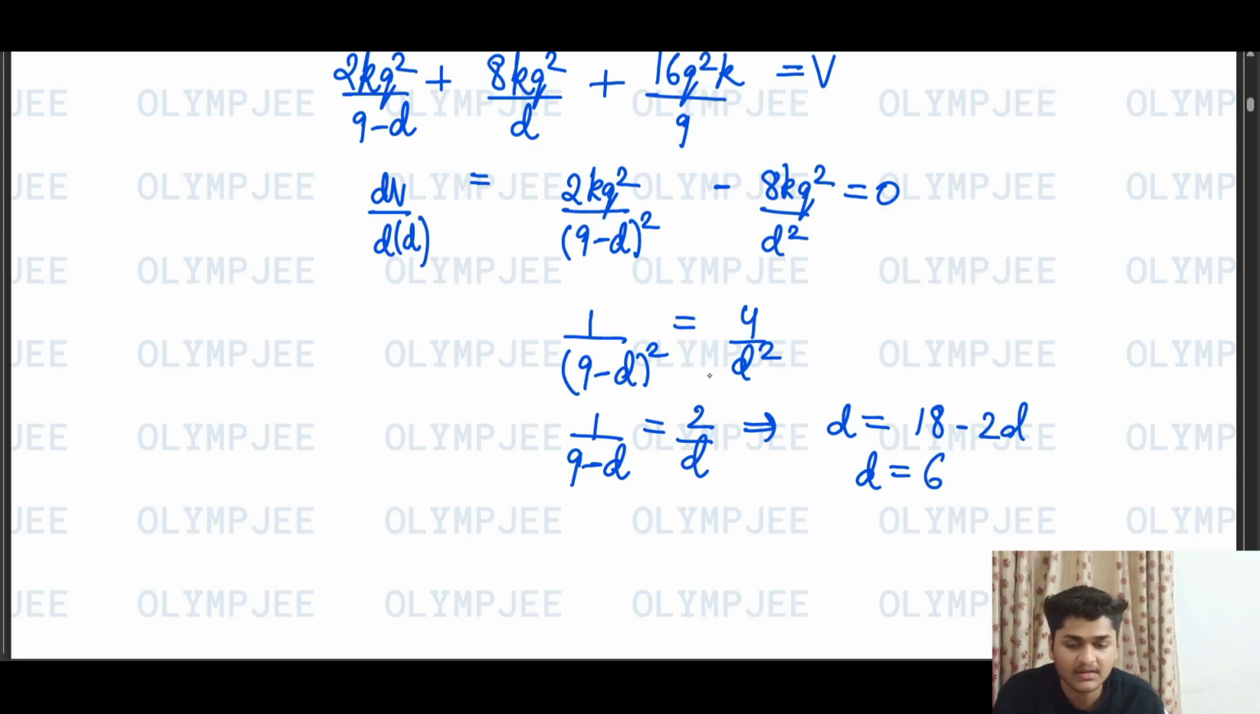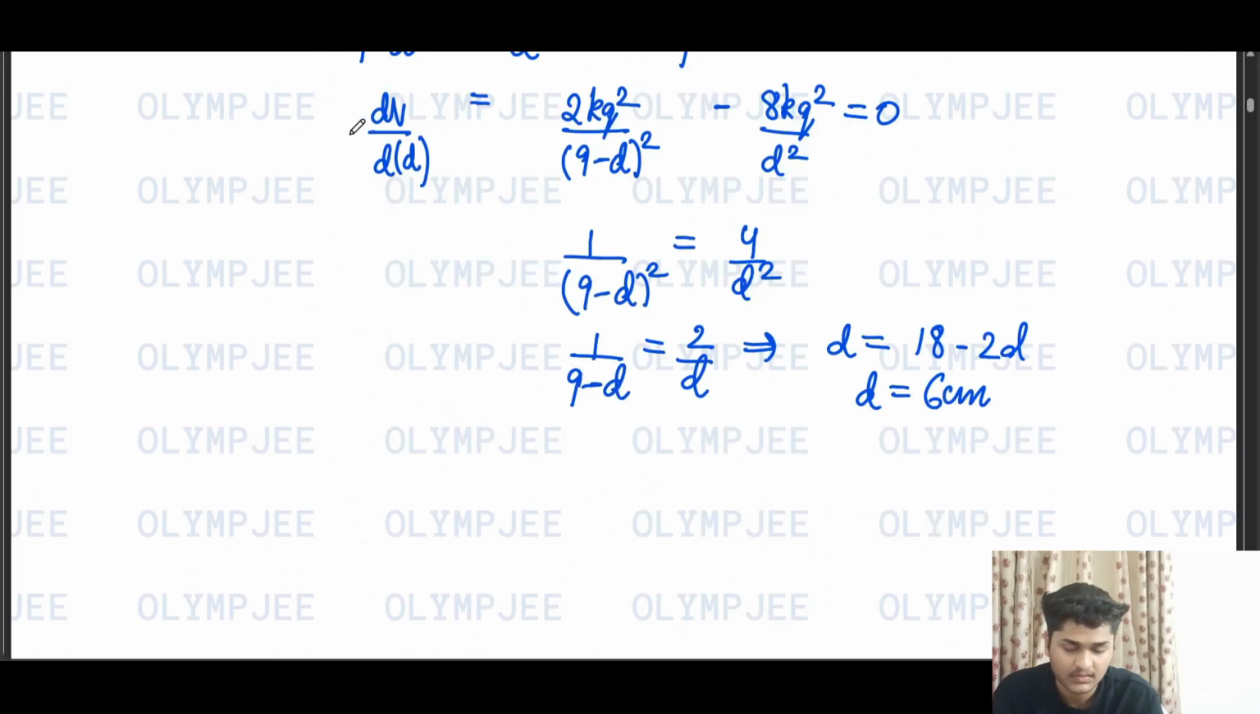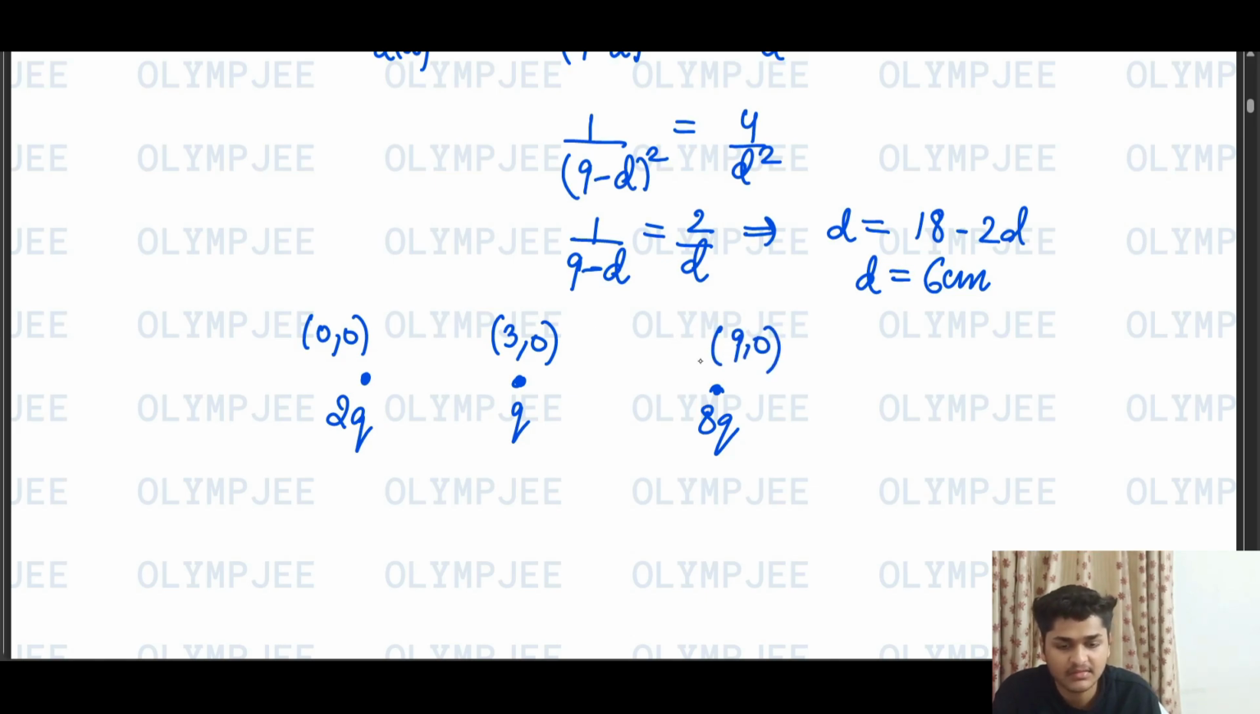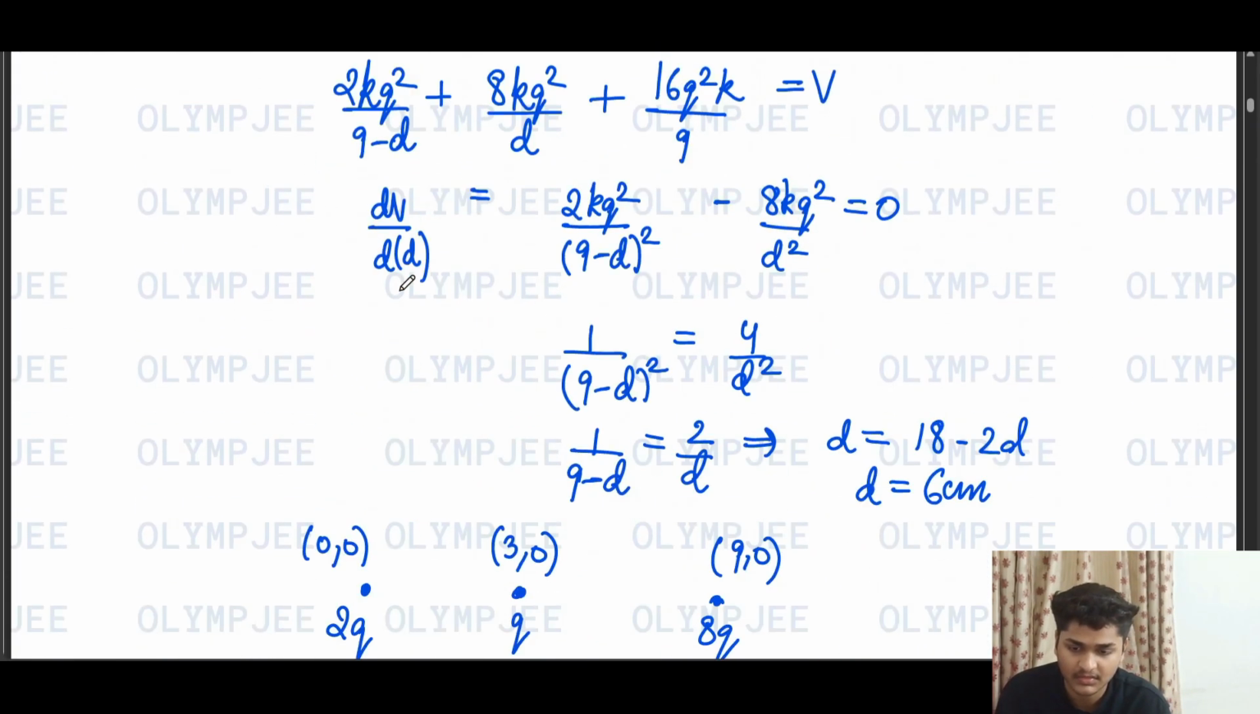Note, when I'm taking the root, I'm not missing any value of D, because D is equal to 0 is either way not possible. So D will come out as 6 centimeter. So the configuration will be something like this. If this is 0 comma 0, then this will be 3 comma 0, because this was 9 minus D, which is 3, and this will be 9 comma 0. So distance between this and this is D, which is 6. And now this is the a part done.